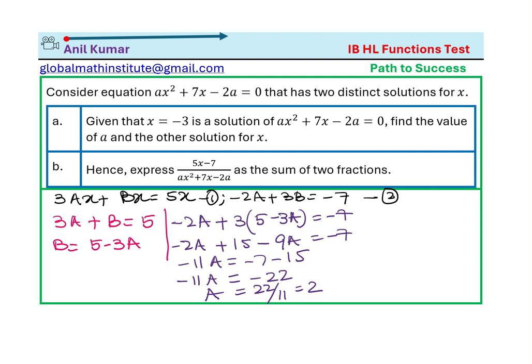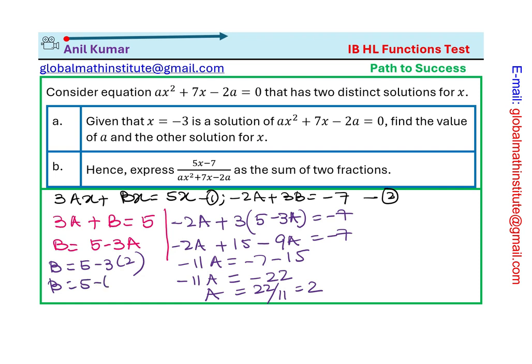Perfect. Once we get the value of a as 2, substitute into this equation for b. We have 5 minus 3 times 2. So b equals 5 minus 6, which is minus 1. Correct? So we get two solutions.